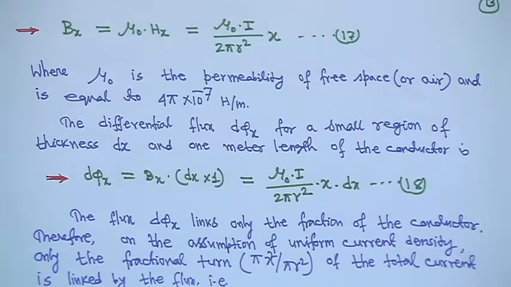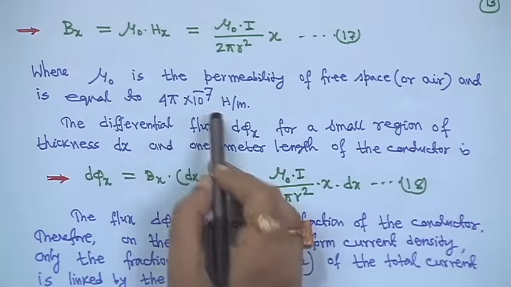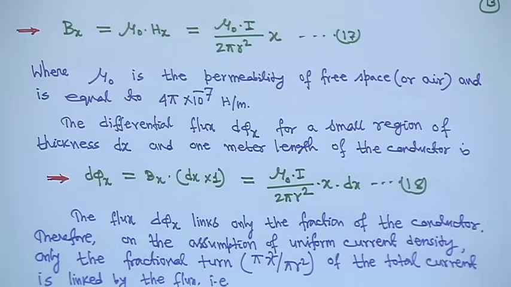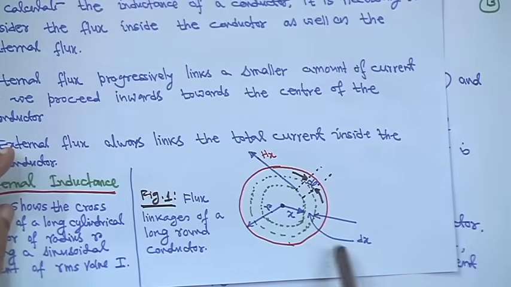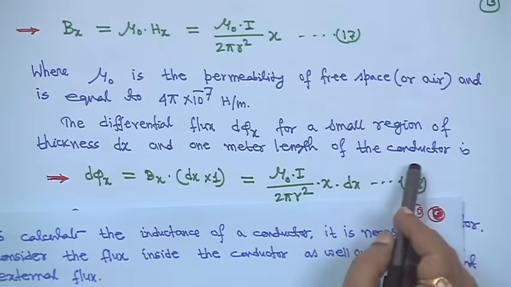Here mu 0 is the permeability of free space or air, and is equal to 4 pi into 10 to the power minus 7 Henry per meter. Now, the differential flux d phi x for a small region of thickness dx, as in this diagram, and 1 meter length of the conductor is considered.